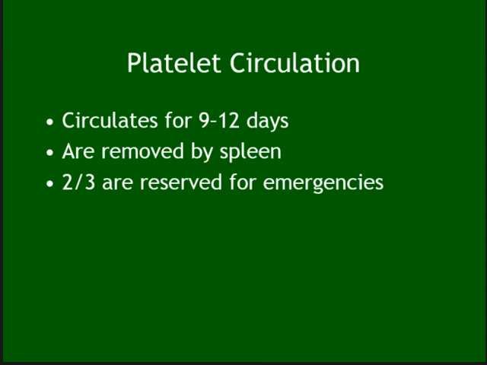The platelets' lifespan is 9 to 12 days. They circulate 9 to 12 days, and then the spleen will remove them. What was the lifespan of the red blood cells? Yes. 120 days, 4 months. So the lifespan of platelets is obviously very short. There are shorter ones, but this is 9 to 12. So it works for 9 to 12 days, and then the spleen will take it and break it down.